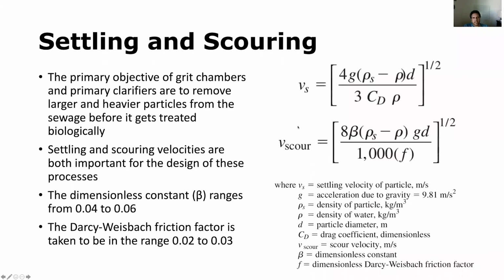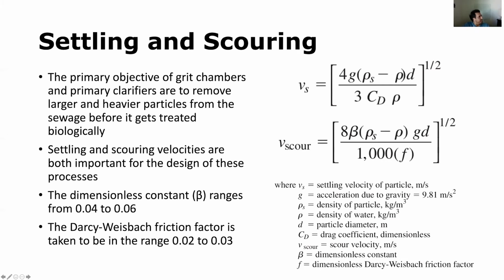All right, let's talk about settling and scouring. So in a grit chamber, the primary objective is to remove larger and heavier particles from the sewage before it gets treated biologically. Settling and scouring velocities are both important for the design of these processes, not just for grit chambers, but also for primary clarifiers. All right, so we have a dimensionless constant, beta, which ranges from 0.04 to 0.06. And we have a friction factor, which is taken to be in the range of 0.02 to 0.03. And you see the two different equations that we use here for, again, settling velocity and scouring velocity.